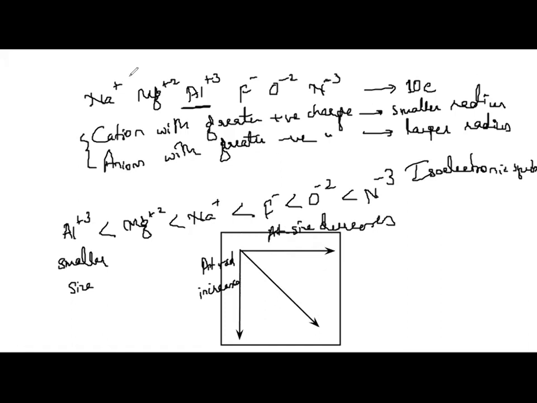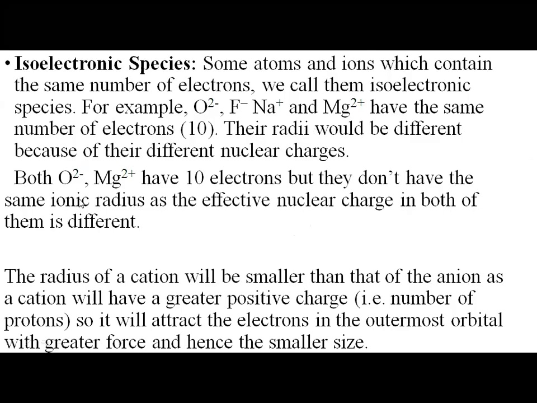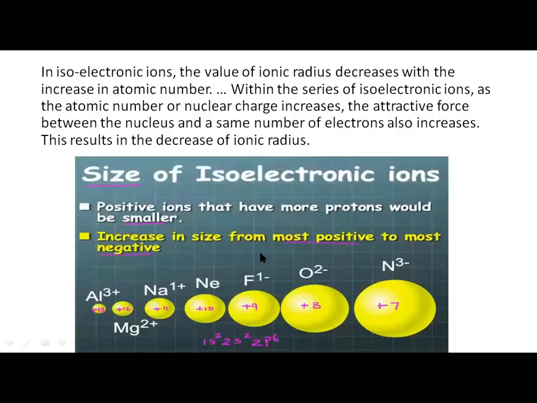Okay. So this is about the radii of the isoelectronic species. Both O2 minus and Mg plus 2 have 10 electrons, but they don't have the same ionic radius, as the effective nuclear charge in both of them is different. The radius of a cation will be smaller than that of an anion, as the cation has greater positive charge, that is, number of protons. So it will attract the electrons in the outermost shell with greater force and hence have smaller size. In isoelectronic ions, the value of ionic radius decreases with increase in the atomic number. Within the series of isoelectronic ions, as the atomic number or nuclear charge increases, the attractive forces between the nucleus and the same number of electrons also increase. This results in the decrease of the ionic radius.